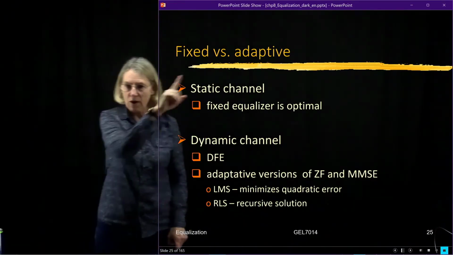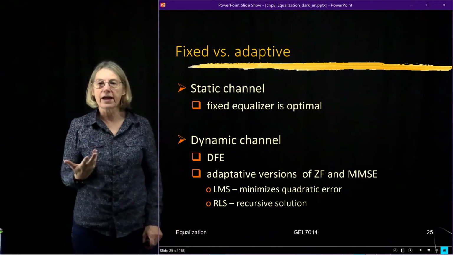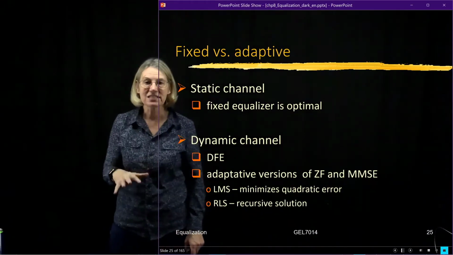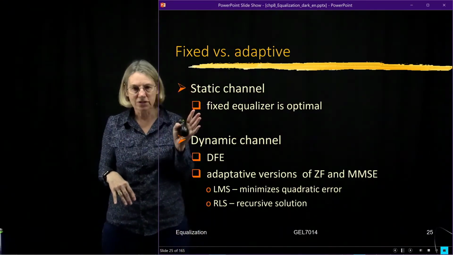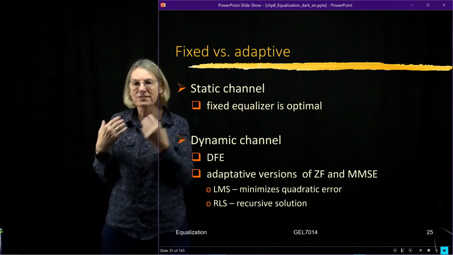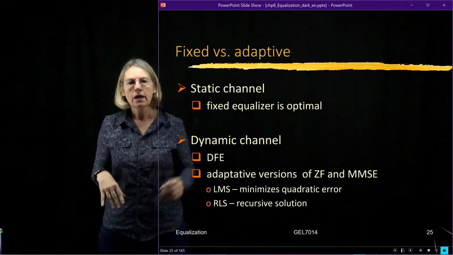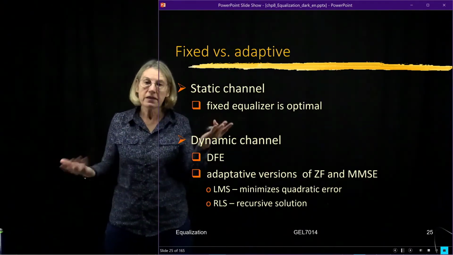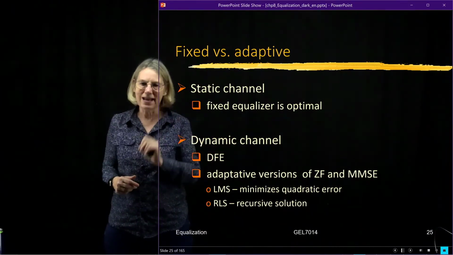And really, which one I want to use, fixed or adaptive, depends on the channel. It all depends on the physical layer characteristics that I have to deal with in my channel. If the channel is static, it just doesn't change much. It has a certain response, and that's the response today, tomorrow, the next day, minute to minute, it doesn't change. Then a fixed equalizer would be the best approach. Things aren't changing. I don't have to worry about it. But what happens with a dynamic channel?